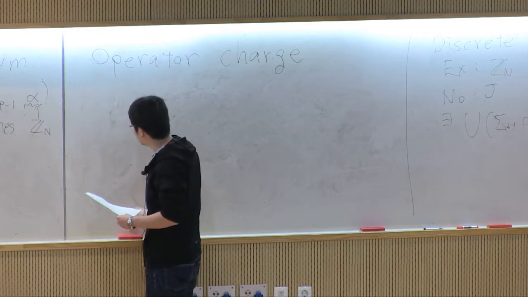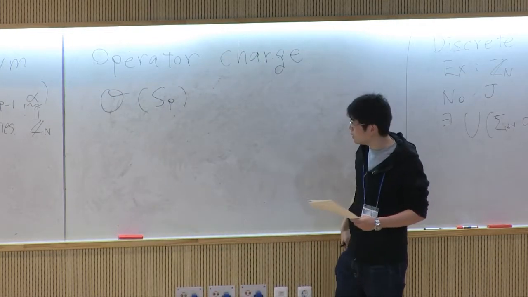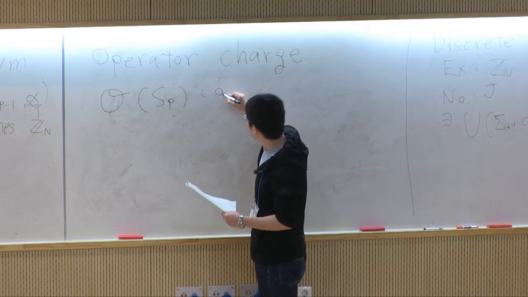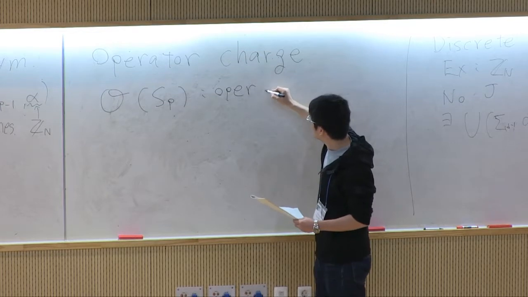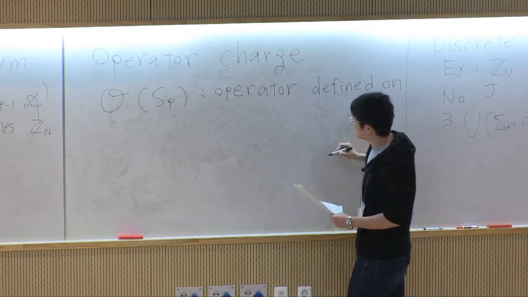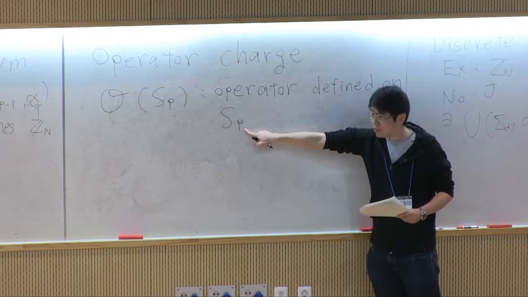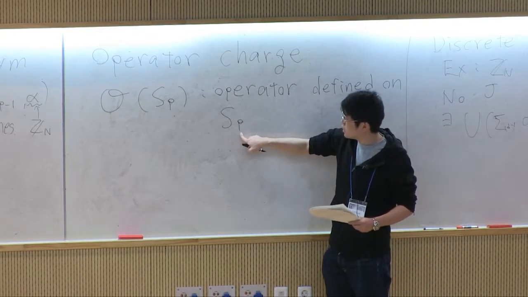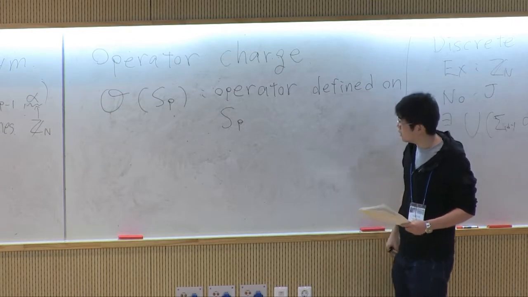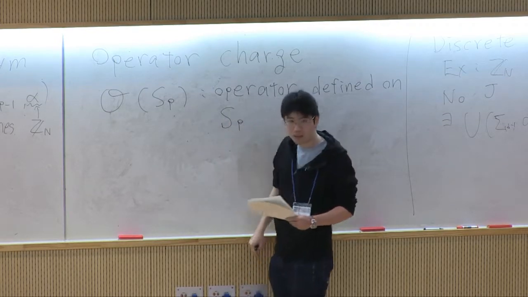So let me denote the operator by O. This is an operator defined on a p-dimensional submanifold. If p equals zero, then this S_p is just a point, so this is just a local operator. But we can also consider operators which are defined on p-dimensional submanifolds.